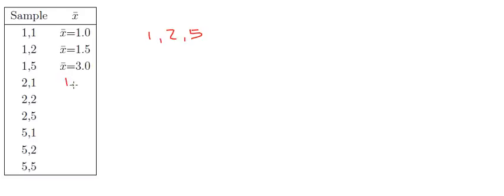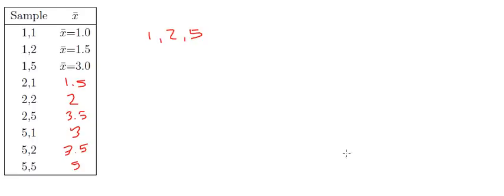So 2 and 1, the average would be 1.5. 2 and 2, the average would be 2. 2 and 5, the average would be 7 divided by 2, or 3.5. 5 and 1, the average would be 6 divided by 2, or 3. Here I get 3.5, and here I get 5. Okay, so here's my sampling distribution. I only have, looks like 10 possible values. Remember, this is just a small example to demonstrate what a sampling distribution is.